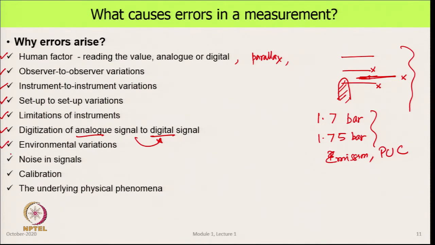Then there are errors due to environmental variations. The ambient temperature changes, for instance, the relative humidity could affect the instrument, and so many other things. We do not have control on them. In some cases, very small changes could make a very large change in the output, what we read. In some cases, it may not be so large. Depending on the experiment, we may even ignore some of these things.